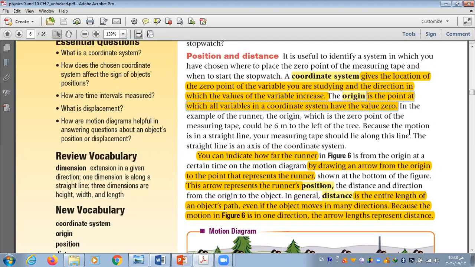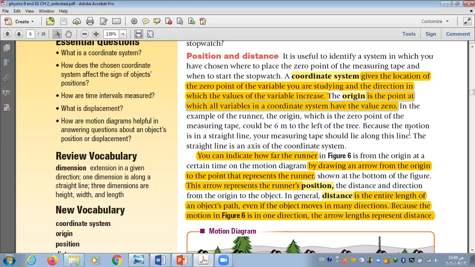In the example of the runner, the origin, which is the 0 point of the measuring tape, could be 6 meters to the left of the tree. Because the motion is in a straight line, your measuring tape should lie along this line. The straight line is an axis of the coordinate system.